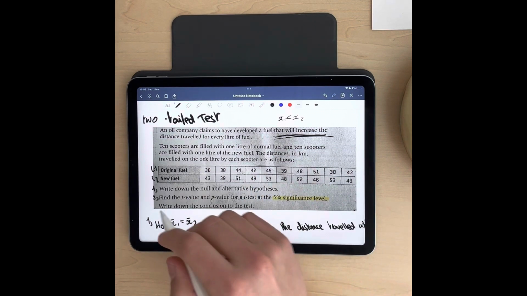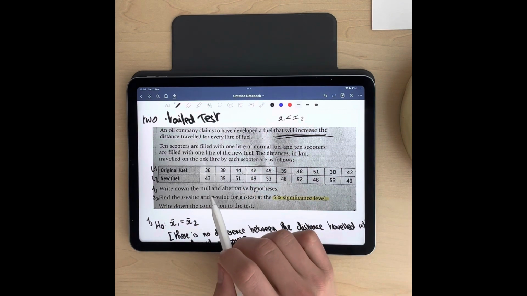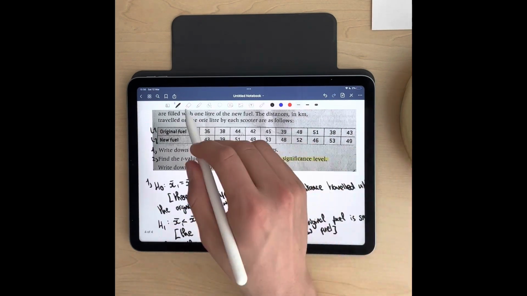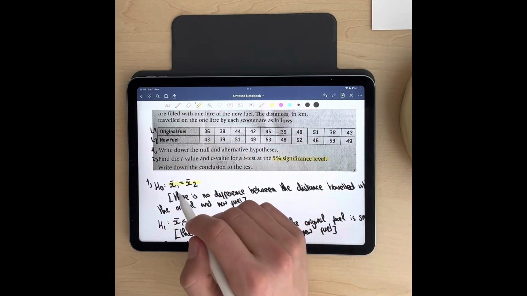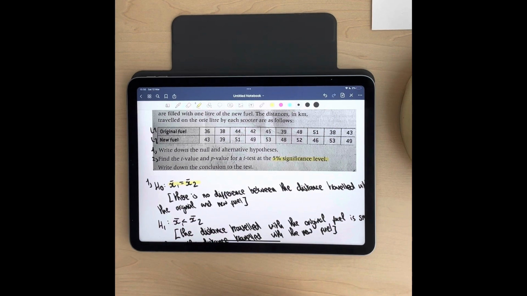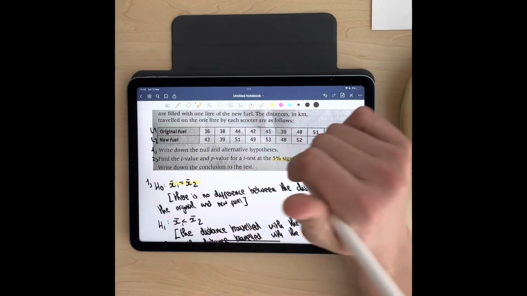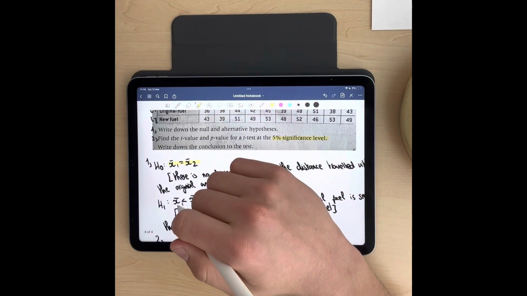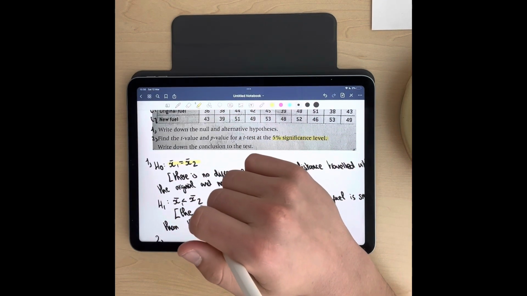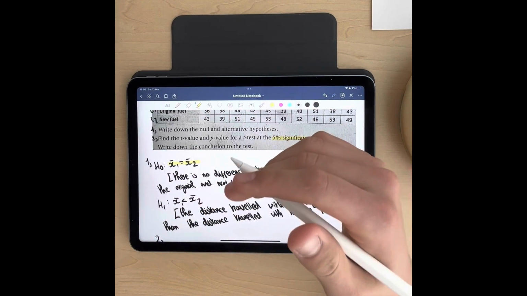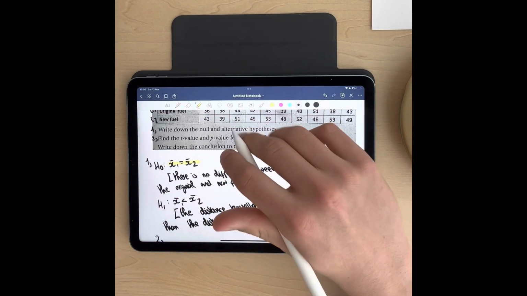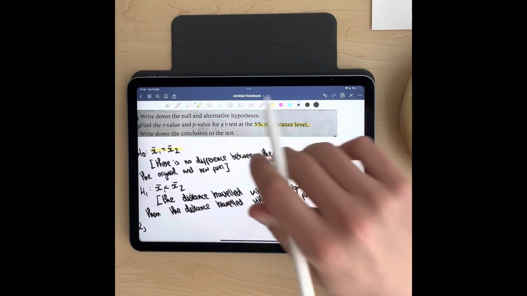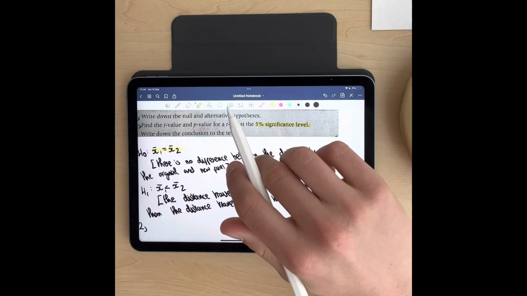So question 1 asks, write down the null and alternative hypothesis. So we write this. So H0 would be equal to, the mean of x1 is equal to the mean of x2, so there would be no difference. And what the oil company is saying is that the mean of x1 is actually smaller than the mean of x2 because their new fuel actually runs for longer, runs for a greater distance. So the distance traveled with the original fuel is smaller than the distance traveled with the new fuel.